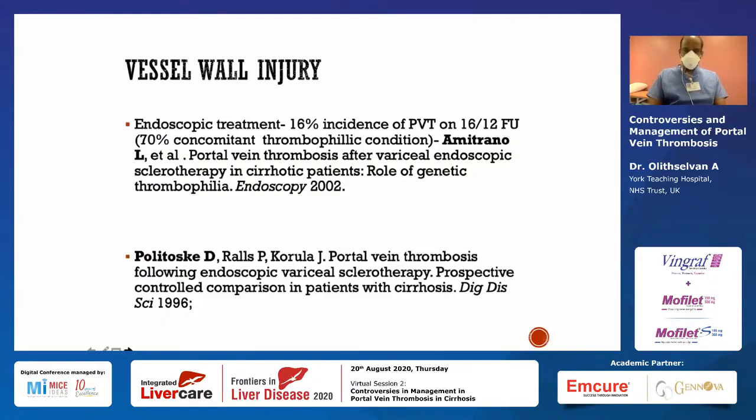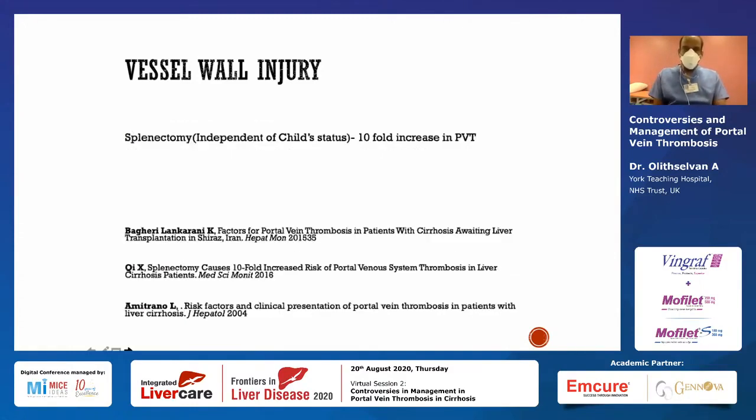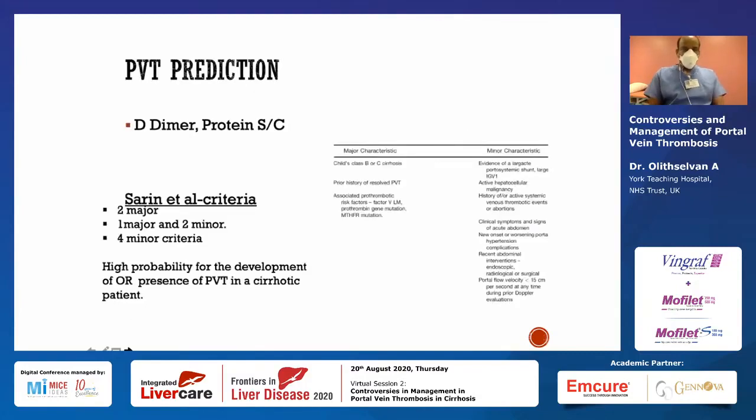So at present, we still don't have enough literature on whether sclerotherapy, both banding and injecting, predisposes to portal vein thrombosis or not. What is very clear is that if you perform splenectomy in a cirrhotic patient, there's a 10-fold increase in the incidence of PVT. This is irrespective of the Child status. But obviously, splenectomy in cirrhotic patients is not commonly performed now. It used to be performed maybe a few decades ago, but that's a very strong risk factor for formation of portal vein thrombosis. Now, can we predict portal vein thrombosis formation?